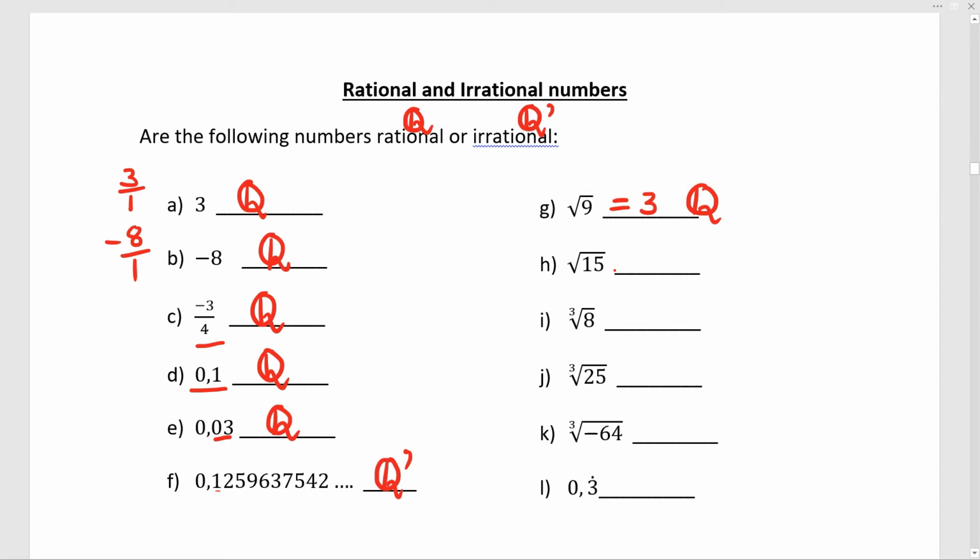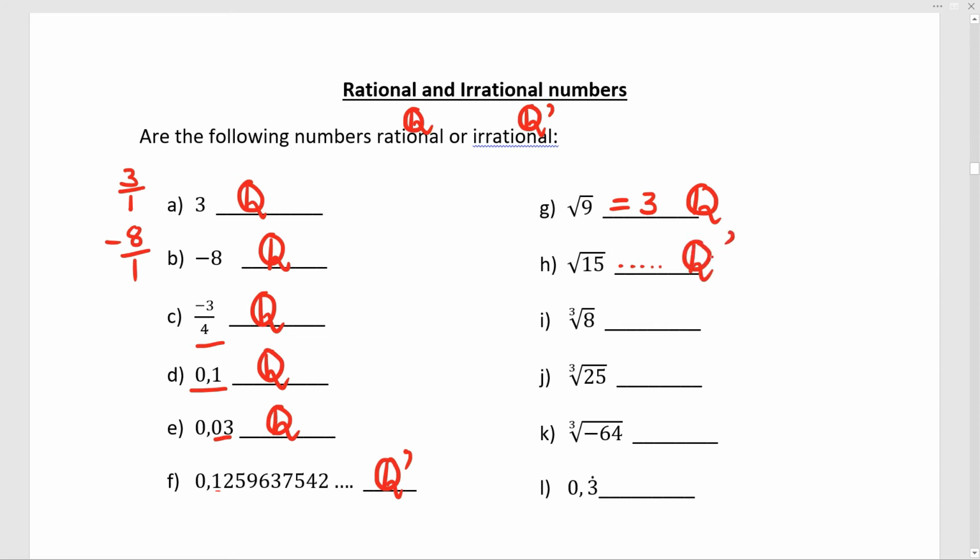Now root 15, you type that into your calculator, you're going to get a whole long decimal. How do I know that? Well, I know that 15 is not a perfect square, and so I know that that's going to be irrational.